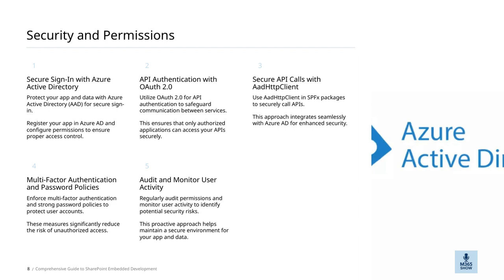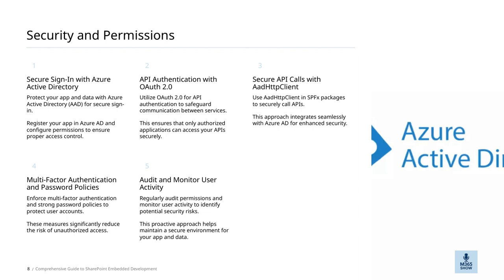When it comes to calling APIs securely within SPFx packages, I recommend using OAuth HTTP client. This tool integrates seamlessly with Azure AD, ensuring that API calls are protected and authenticated properly. It's a simple yet effective way to enhance security for your app's backend communications. Speaking of secure communication, OAuth 2 plays a critical role in API authentication. It ensures that only authorized applications can access your APIs, safeguarding the data exchanged between services. Proper implementation of OAuth 2 helps maintain the integrity and confidentiality of your data.